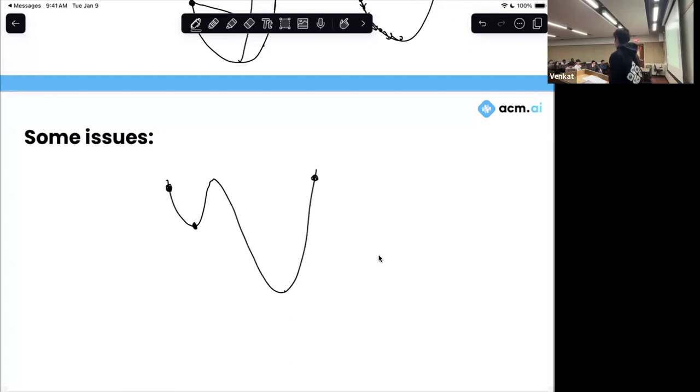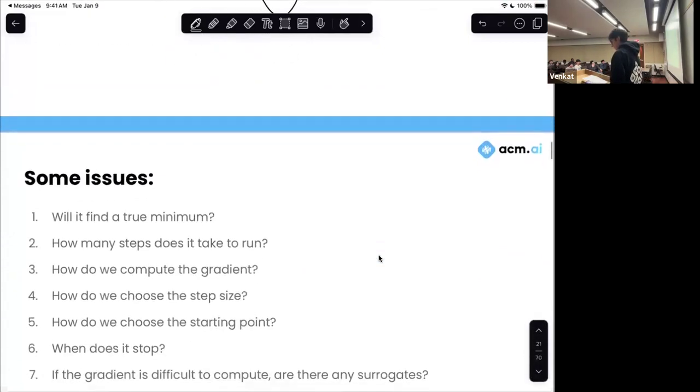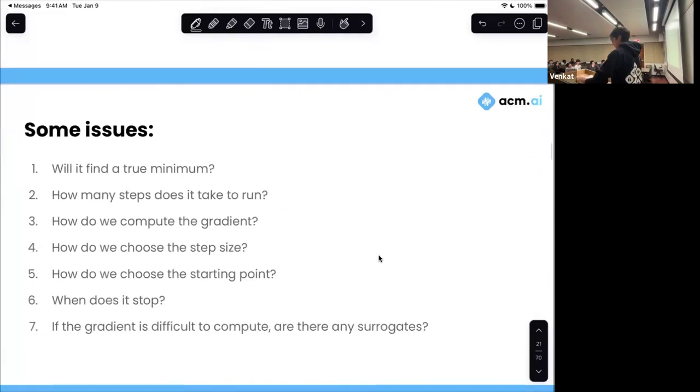Gradient descent has a lot of problems. We'll get into all of those, but all right, good start. Here are the big ones that we'll be talking about. The first one is, will it find a true minimum? That was your question. If we have two local minimums, will it really converge to the true minimum? The answer to that is, it will not always.